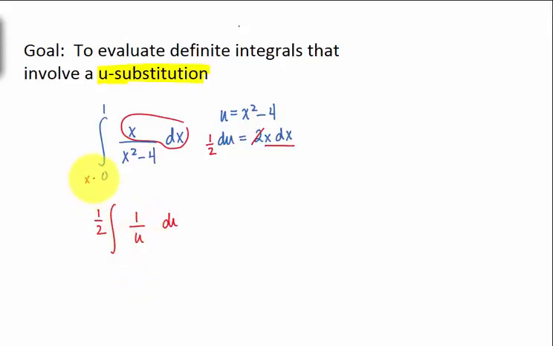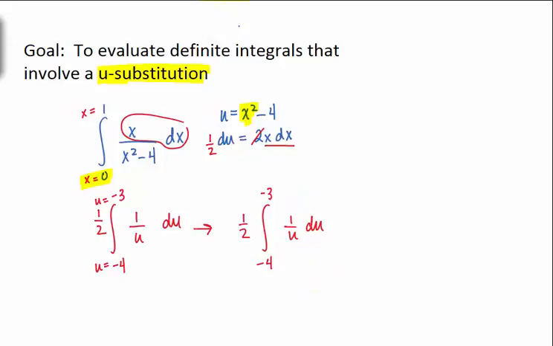Now remember, these limits of integration right now, they're x's. If we want to change everything into u, I need to figure out what they would be as u's. In order to do that, we're going to plug them in for x. So if I take 0 squared minus 4, I get a negative 4 here. And if I take 1 squared minus 4, I get a negative 3 here. So essentially, let me clean this up a little bit. We get the 1/2 of the integral from negative 4 to negative 3 of 1 over u du.